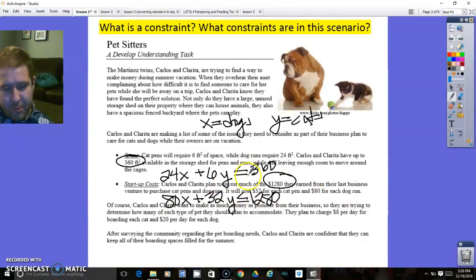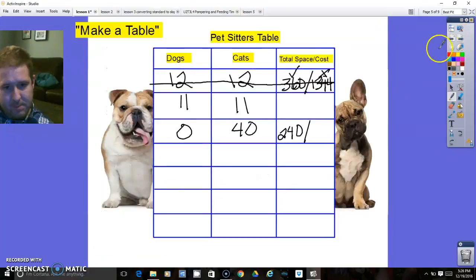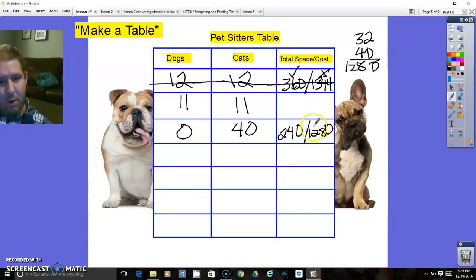And 32 times 40 ends up being 1280 exactly. So that used up all your money, but leaves a lot of space left over because the cat pens are much smaller than the dog pens.